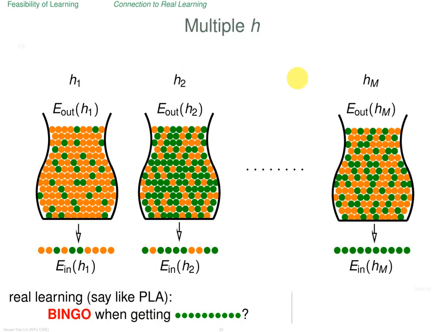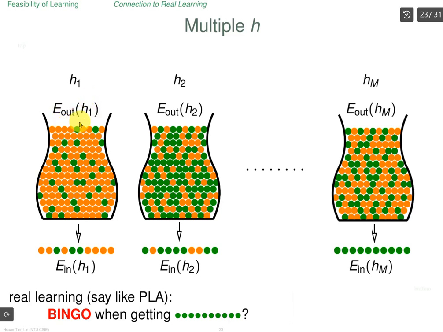We can consider multiple hypotheses and try to extend Hoeffding's inequality to multiple bin cases. First, let's consider M hypotheses and M bins with marbles in them.